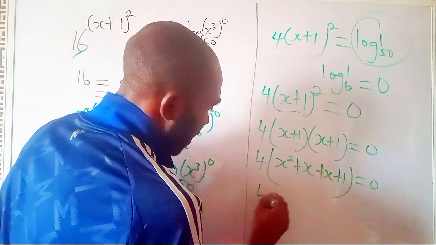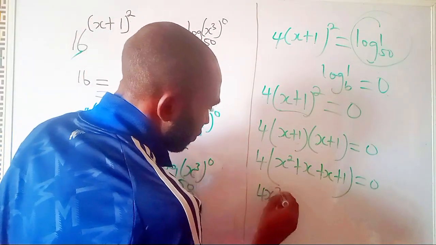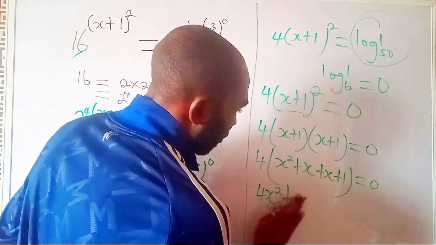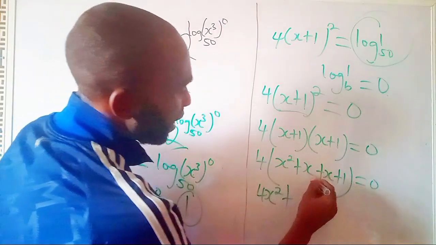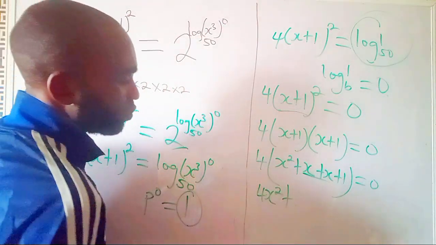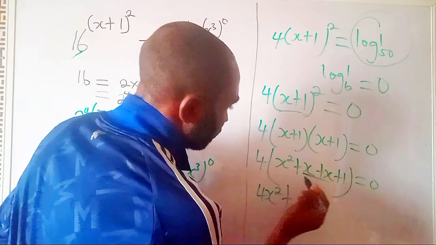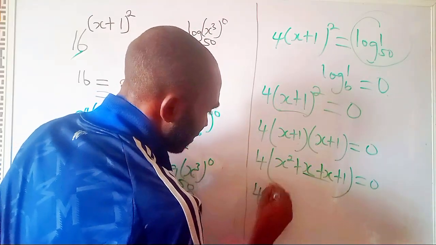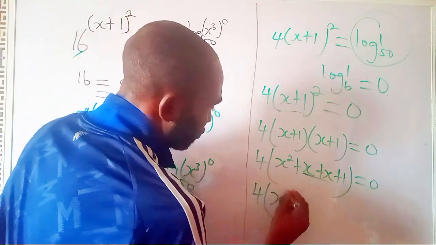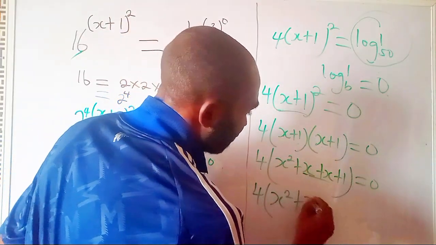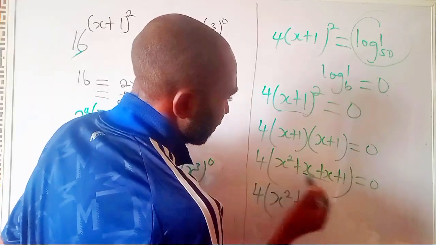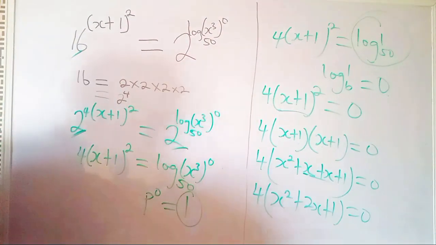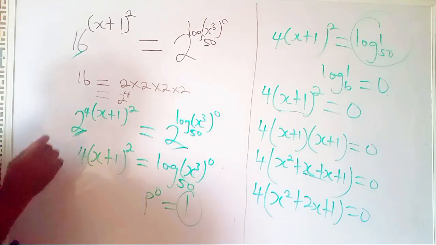So with this, we can now multiply 4 throughout to each term. We'll have 4x raised to the power of 2 plus 4x. But before that, we know x plus x will give us 2x. So let's simplify it so that you will understand it better. Here we can write x squared plus 2x plus 1 equal to 0. Okay, so let's continue from here.